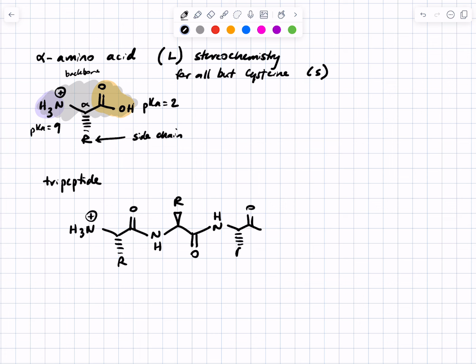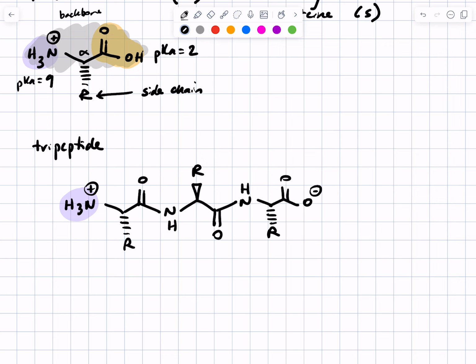And I'll draw the carboxylic acid over here as it would be at physiological pH, and I'll draw the ammonium group as it would be at physiological pH. The pKa of the ammonium group is 9, so at pH 7, that proton should still be on. The pKa of the carboxylic acid group is 2, so at physiological pH, that proton should be off.